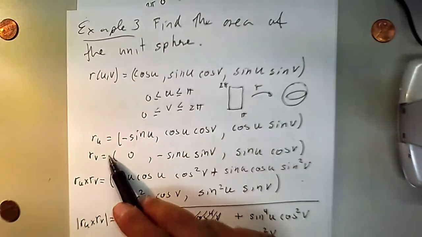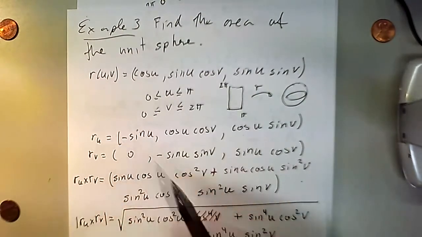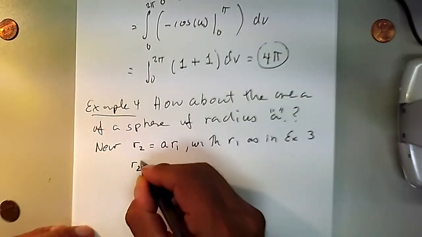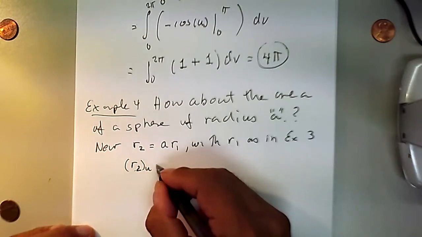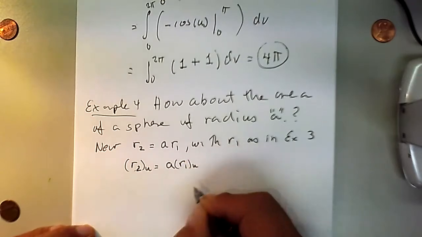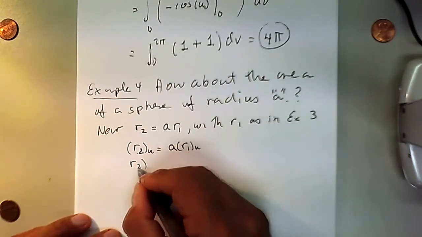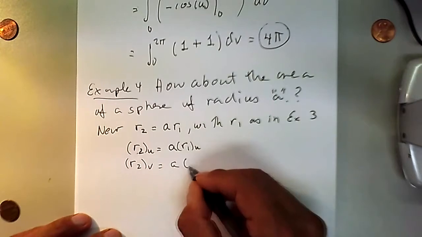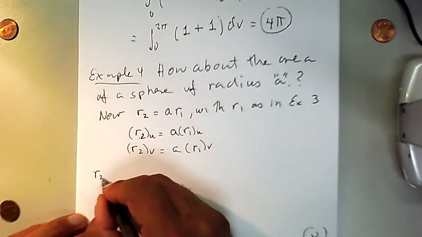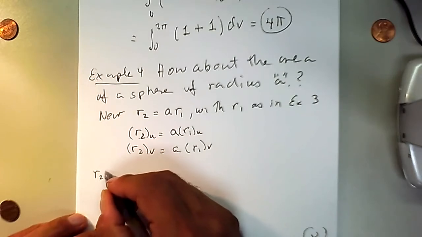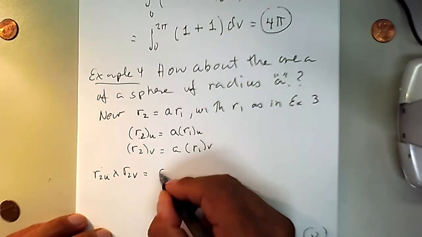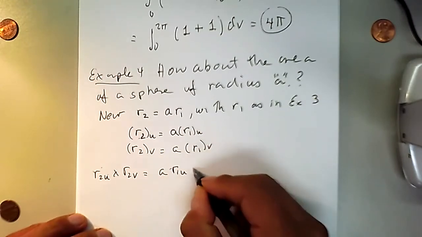The derivatives are going to be the same, except that there's going to be an a in it. So r2u, the derivative with respect to u, is going to be a r1u. r2v is going to be a times r1v. So when we cross those two, r2u cross with r2v, we're going to cross a r1u with a r1v.